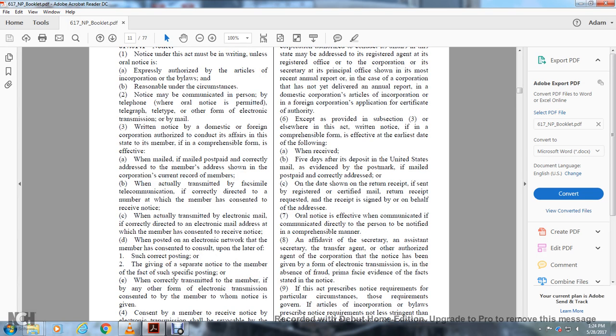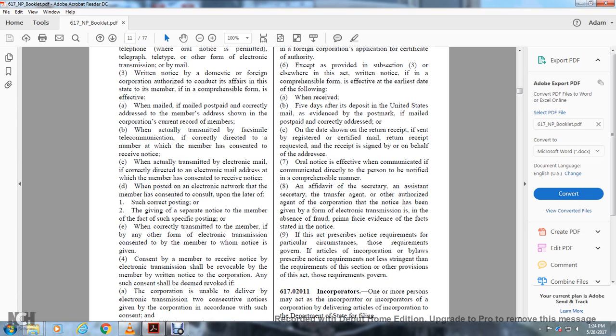Oral notice is effective when communicated directly to the person notified in a comprehensible manner. An affidavit of the secretary, assistant secretary, transfer agent, or other authorized agent of the corporation that notice has been given by a form of electronic transmission is, in the absence of fraud, prima facie evidence of the facts stated in the notice. If the act prescribes notice requirements for particular circumstances, those requirements govern. If the articles of incorporation or bylaws prescribe notice requirements not less stringent than the requirements of this section and other provisions of this act, those requirements govern.